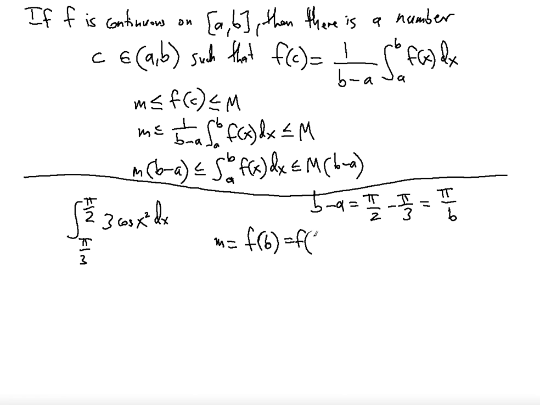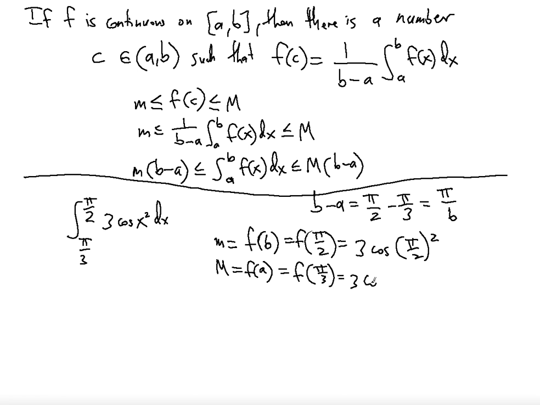So f of b is going to be f of pi over 2. That's going to give you the minimal value of the function, believe it or not, even though pi over 2 is the upper limit, right? So you can think of this as a curve in which the function is actually decreasing, okay, as you increase the angle, theta, right? So f of pi over 2 is going to be 3 cosine of pi over 2 squared. All right, and the maximum value of the function will be f of a, and that's going to give you f of pi over 3, and that's going to give you 3 cosine of pi over 3 squared.